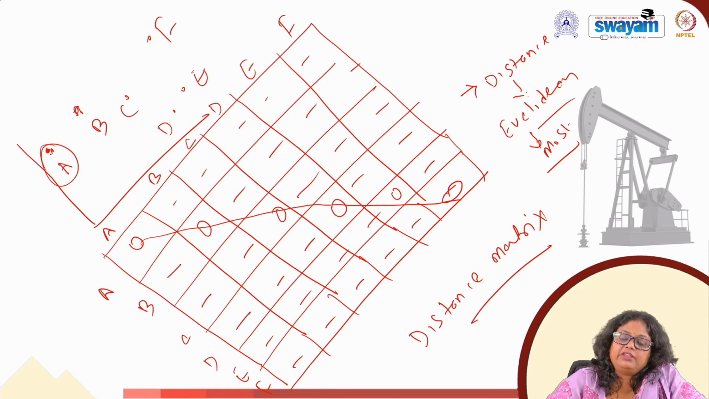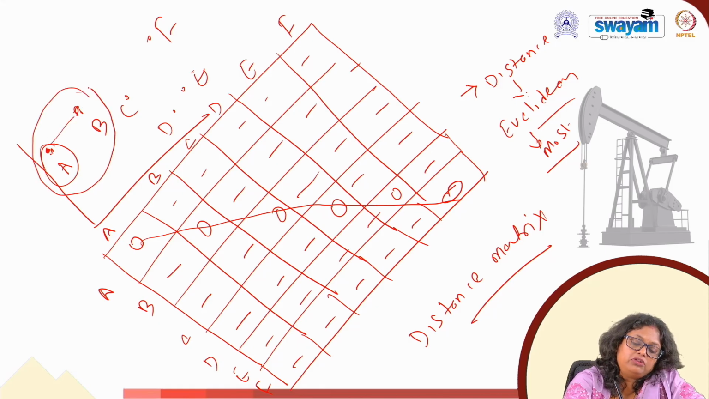Now what I will be looking for from this distance matrix is the 2 points which, based on the distance, are the nearest. Assume these 2 points, D and E, have the minimum distance. So A to D distance is the minimum. After the calculation we find it out, so I am going to merge these 2 points.